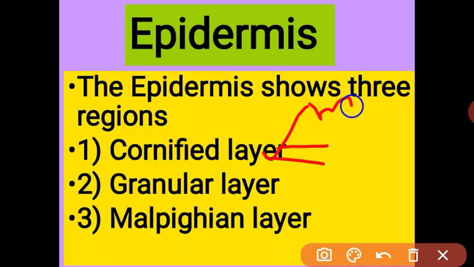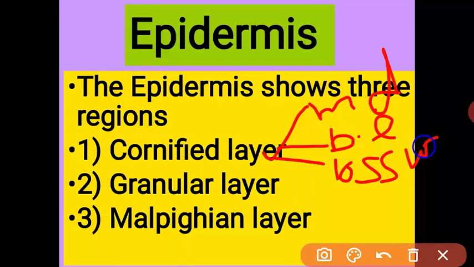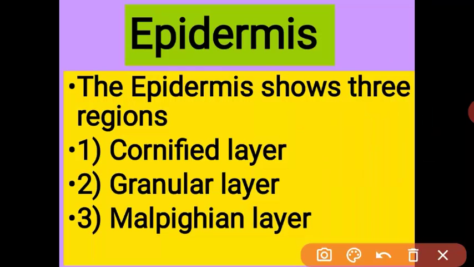First, it prevents mechanical damage. Second, it prevents bacterial infection, and last, it prevents the loss of water by the process of evaporation. Got it, students? The next layer is the granular layer. The granular layer is a thin layer. It consists of only two to three layers of cells, so it is the smallest layer. It is present in between the cornified and Malpighian layers.